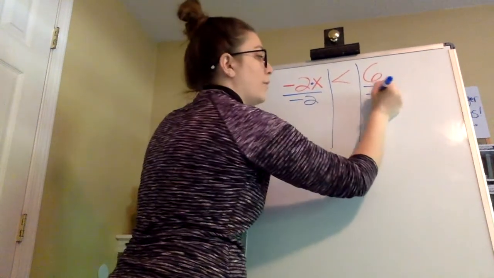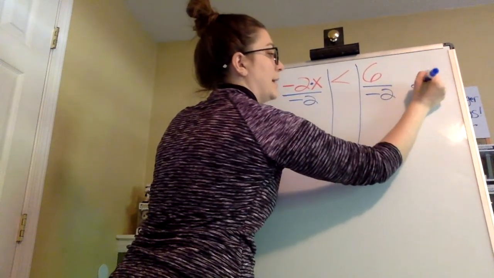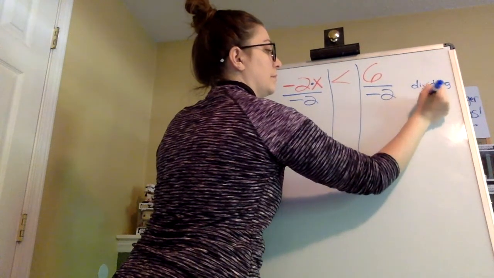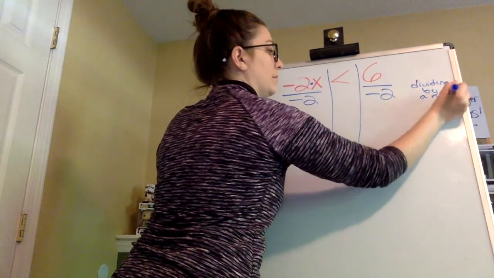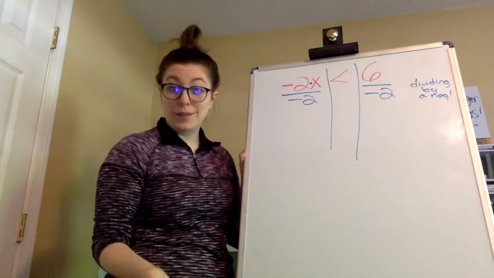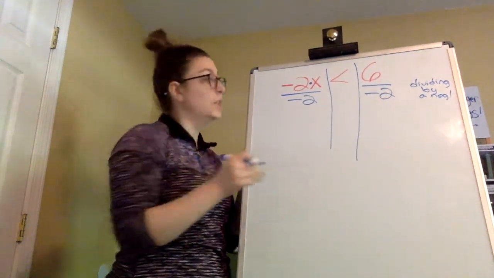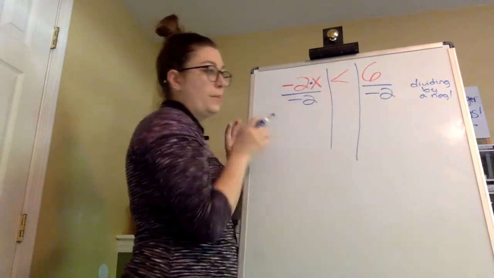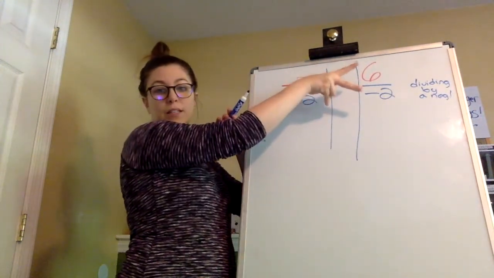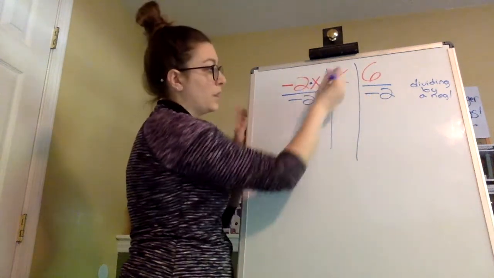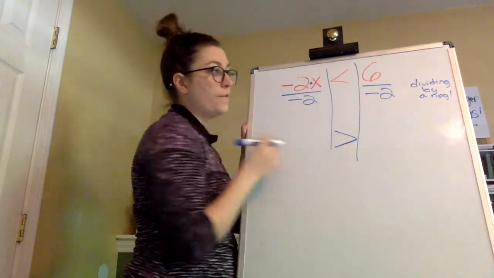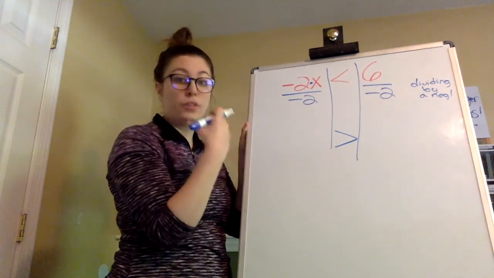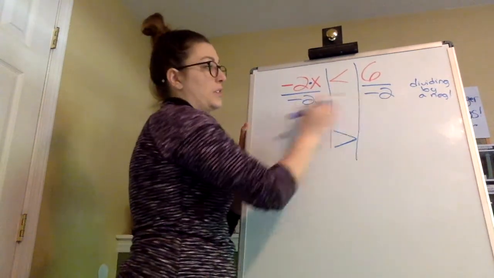So if we're dividing by a negative number, then we have to flip the sign. So when we bring the sign down for this next part, you're going to flip the sign. Instead of facing this way, it's going to be facing this way. So slide it down, and flip the sign while you're doing the operation, the multiplying or dividing. In this case, we're dividing.